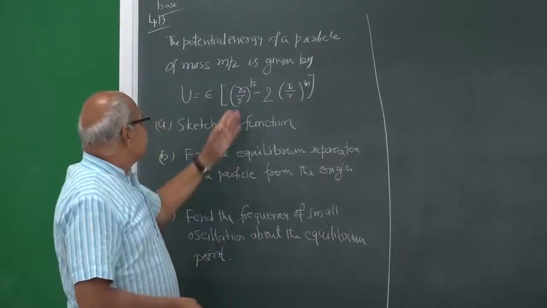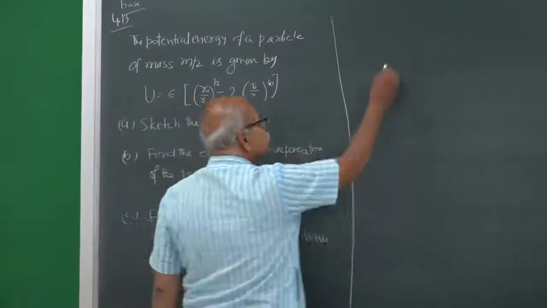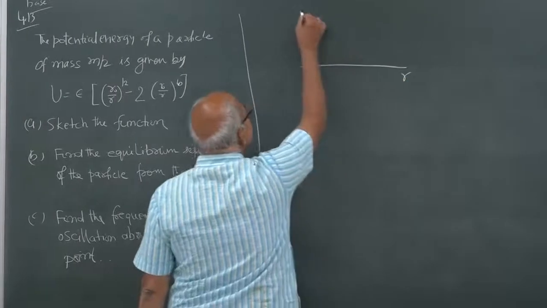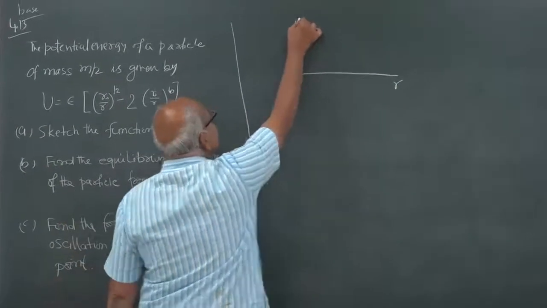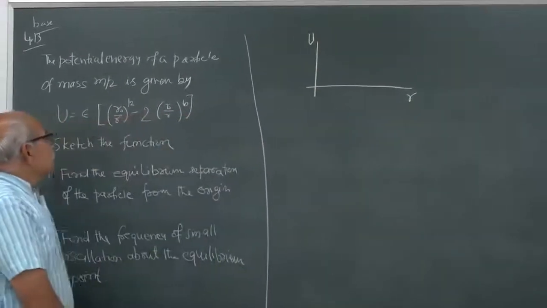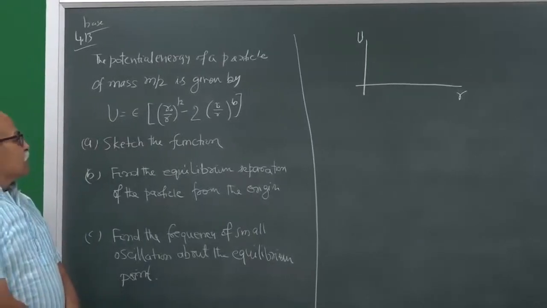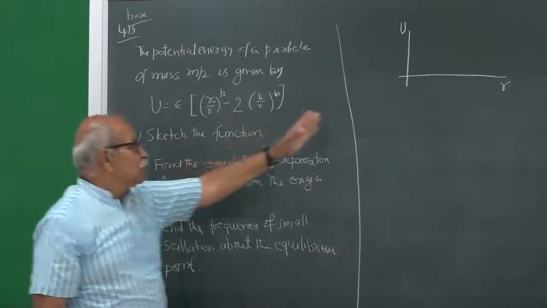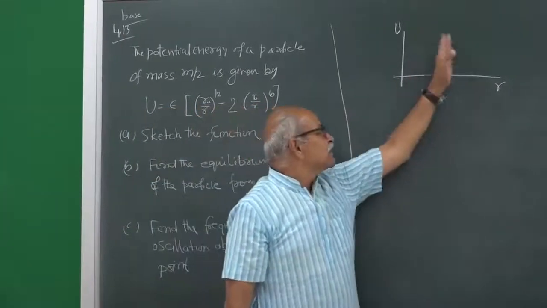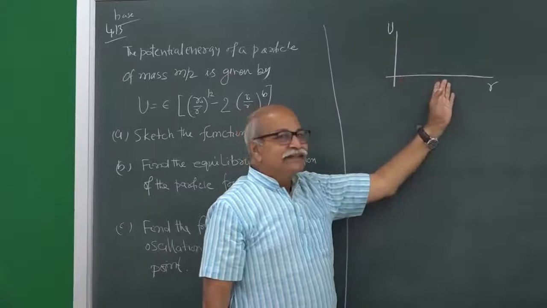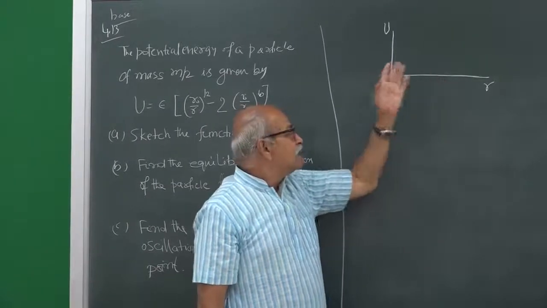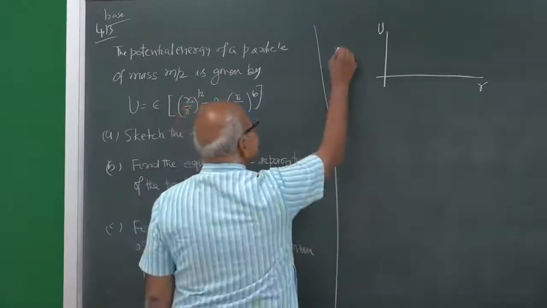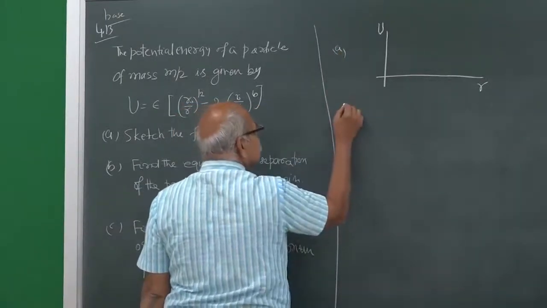So, sketch this function. I have to write r and this u, and how do I sketch? The first thing is, are there points where this u is 0? I want to know whether this curve cuts the r axis or not, and if it cuts, at which points. So, to sketch, let us do all those exercises.